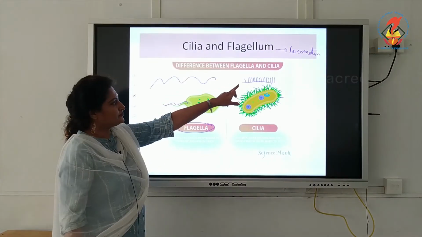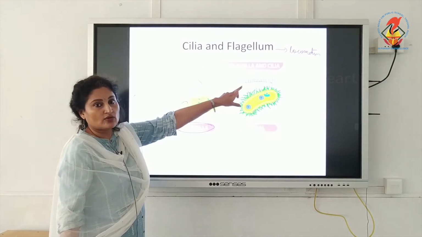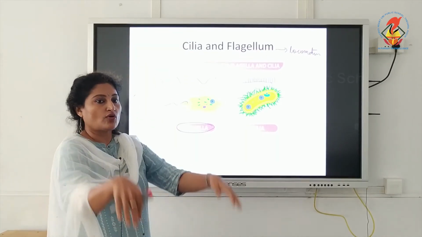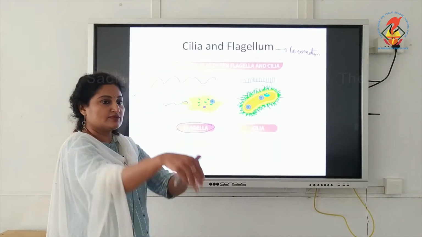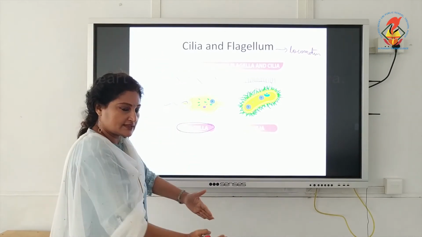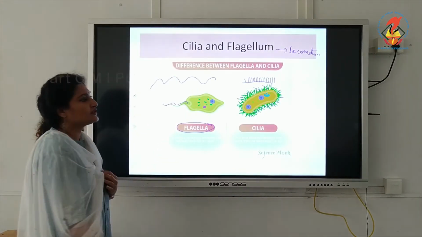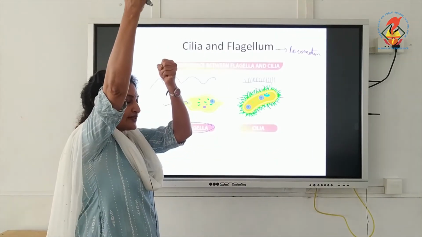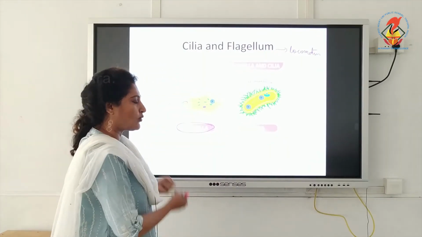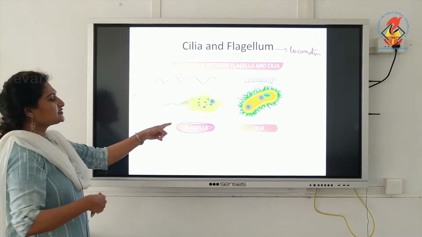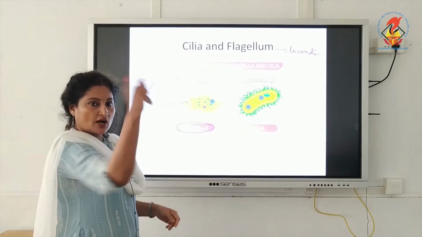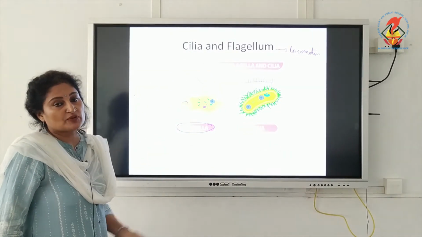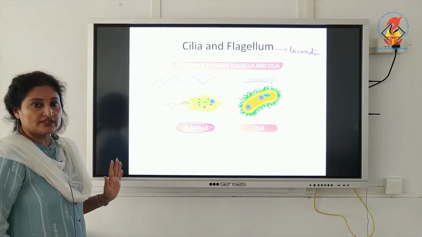Now, the way they move, cilia move in an oar-like fashion. You know the oars of a boat, not all the cilia move together. Only a few cilia will be moving like this. If you observe the movement of a boat with the help of oars, you can see all the oars do not go up together. There is a coordinated motion. Whereas flagellum shows a whip-like motion. You see how a whip moves, the whip-like motion. Now, that covers the differences between cilia and flagellum. Both of them are involved in locomotion.